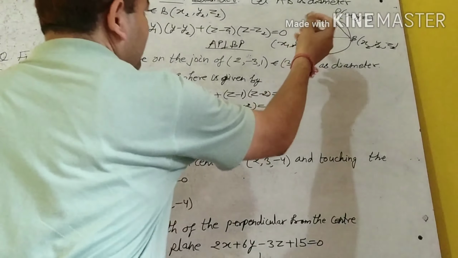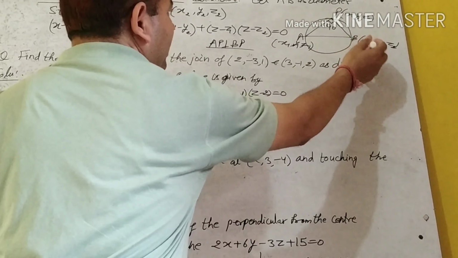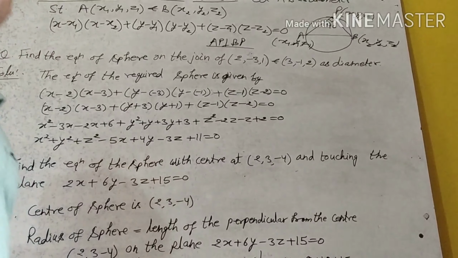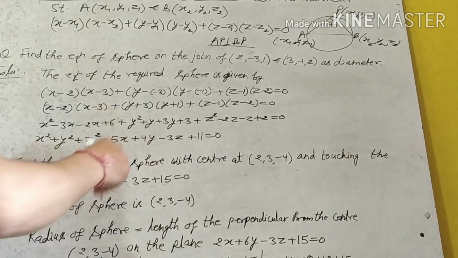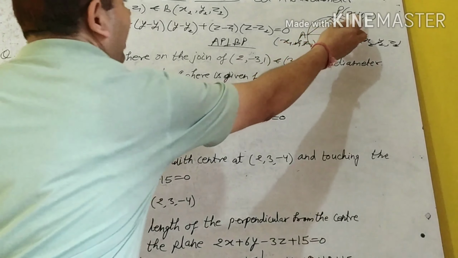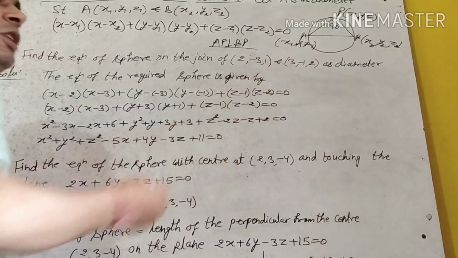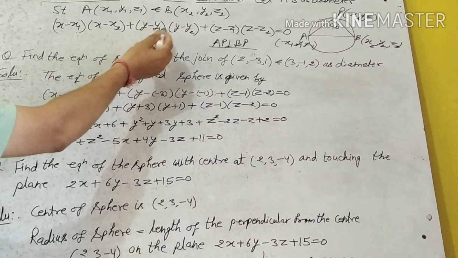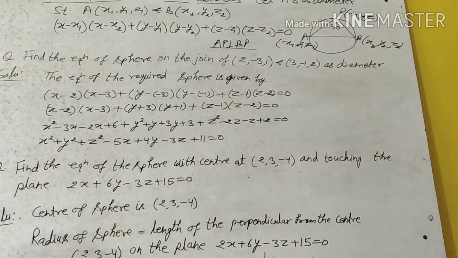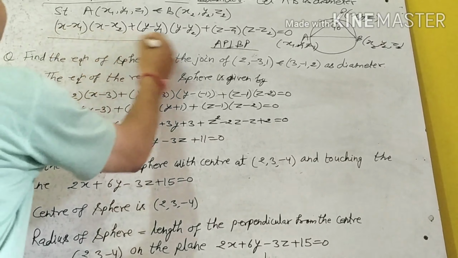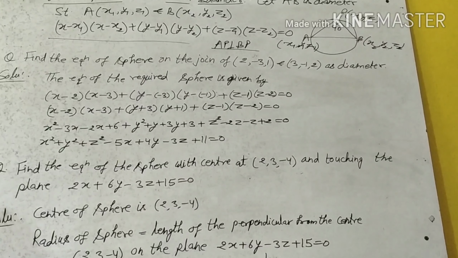On the basis of this, here x minus x1 will be A1 and from here x minus x2 will be A2. Now A1 A2 means (x minus x1)(x minus x2), plus in the same way y minus y1 is B1 and y minus y2 is B2, so B1 B2 is (y minus y1)(y minus y2). In the same way, (z minus z1)(z minus z2) equals 0. So you will get the equation of the sphere on the basis of the coordinates of the diameter given.